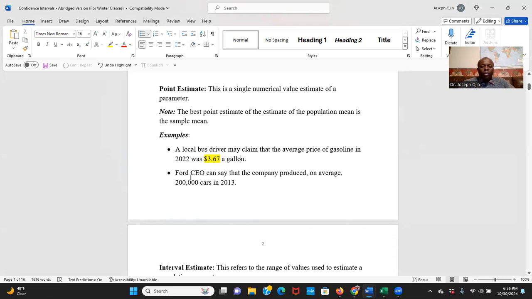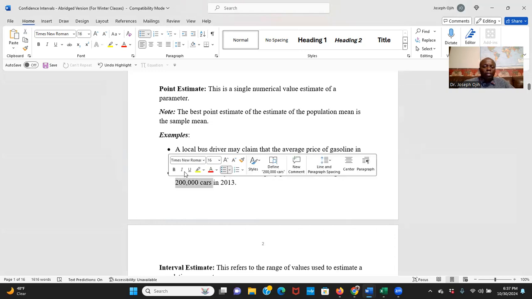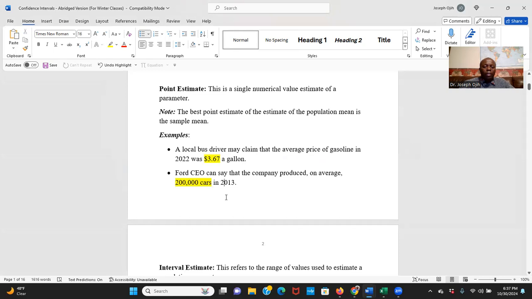Our Ford CEO can say that the company produced on average 200,000 cars in 2013. Again, one number. So we call it a point estimate. This is one you are familiar with.